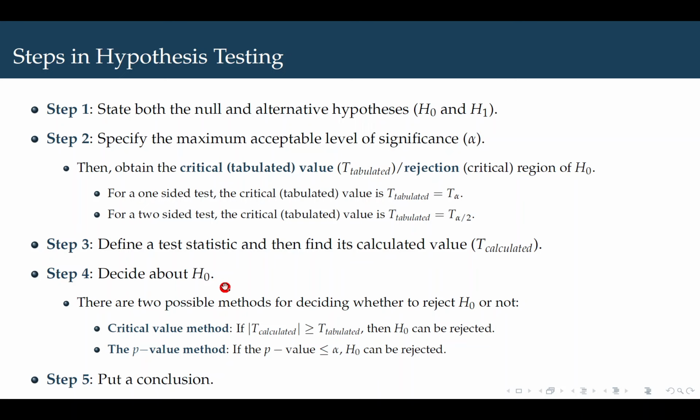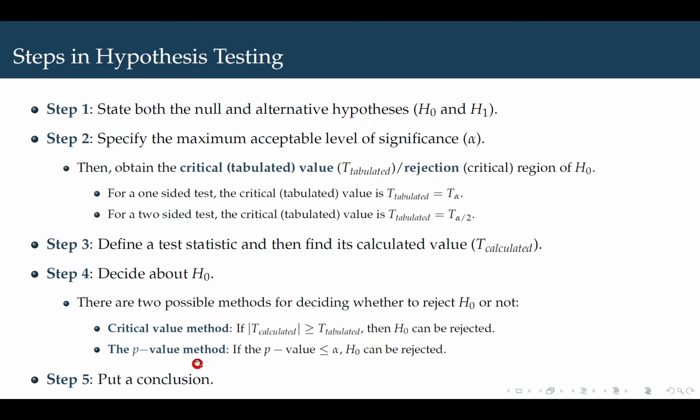Then there are two possible methods for making a decision about H naught. One is called the critical value method, just comparing T tabulated with T calculated. If the absolute value of the calculated test statistic is greater than or equal to the tabulated value, in that case, H naught can be rejected. Otherwise, we do not reject H naught.